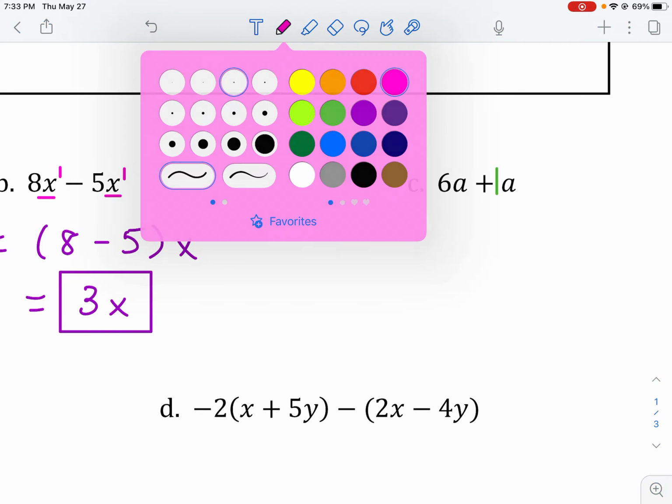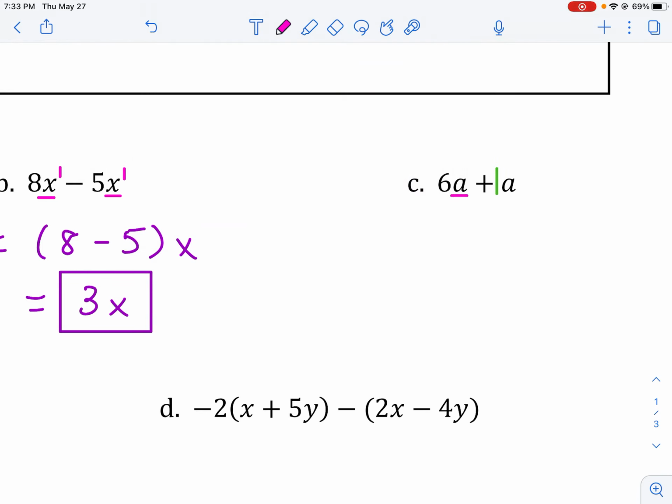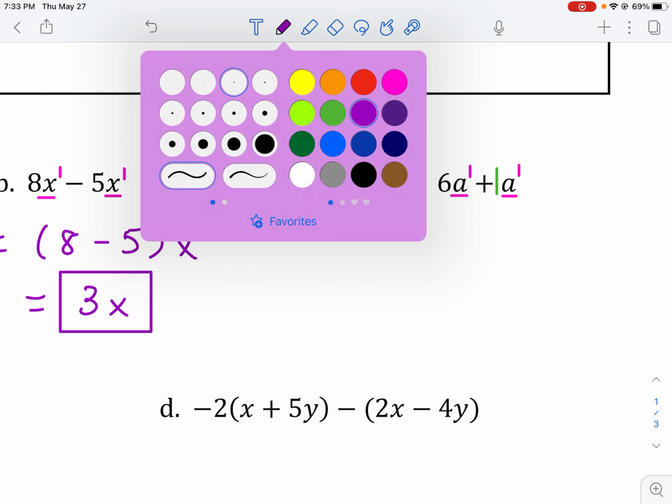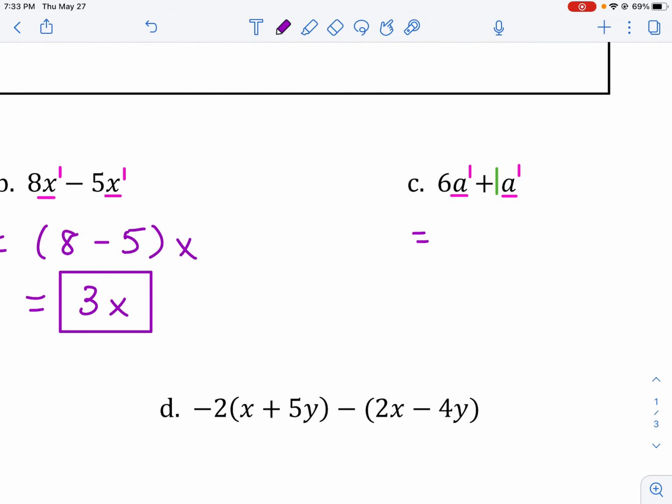So checking to make sure that these are like terms, they both have the variable a. A has the power of 1 on it, so they are the same. We can combine them together. So I would have the 6 and the 1, take their coefficients and add them. 6 plus 1 gives us a 7a.